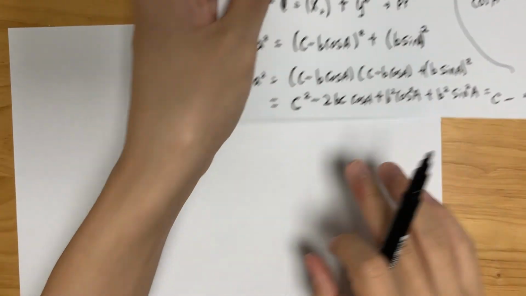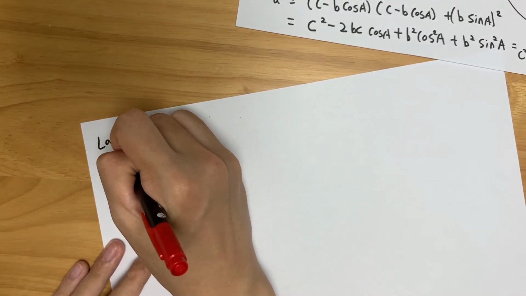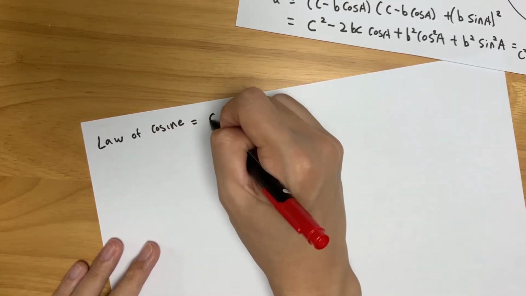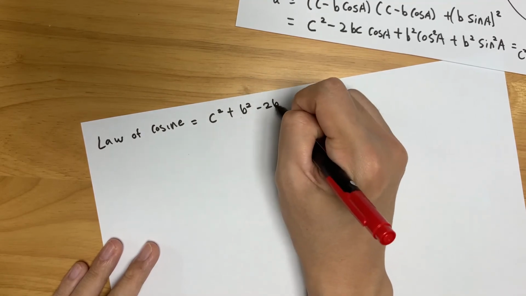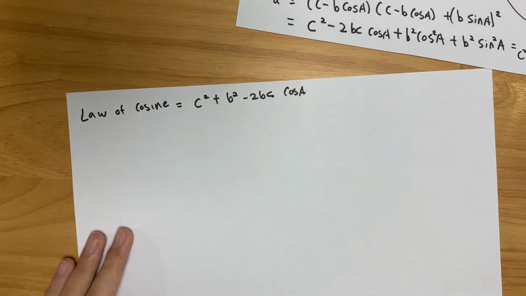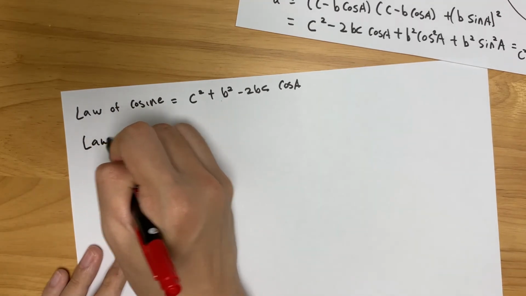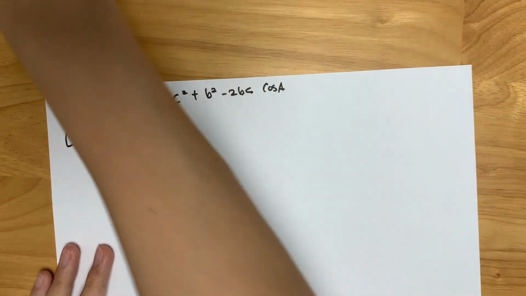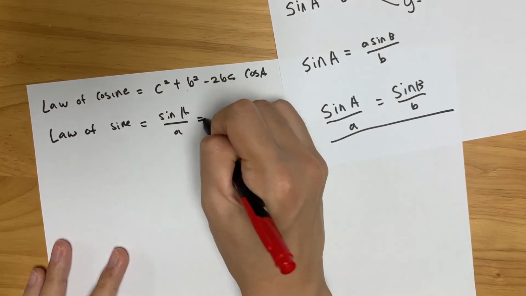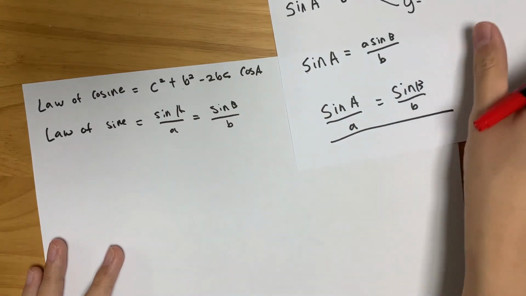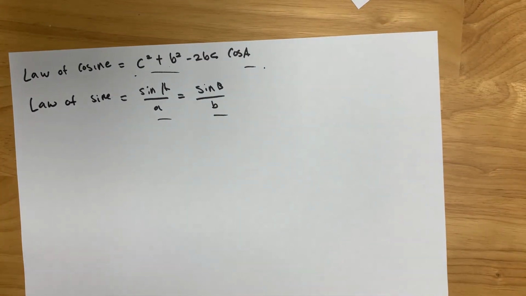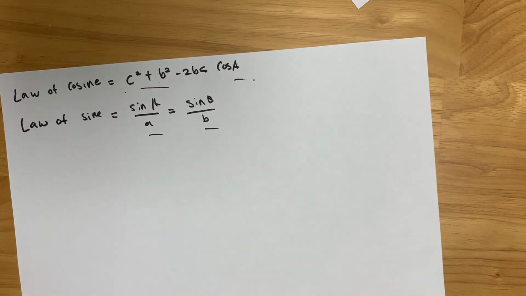One of the good ways is that we have the law of cosine, c squared plus b squared minus 2bc cosine A, and also the law of sine, sine of A. Using these facts, you're going to be able to calculate more complex calculations, right?